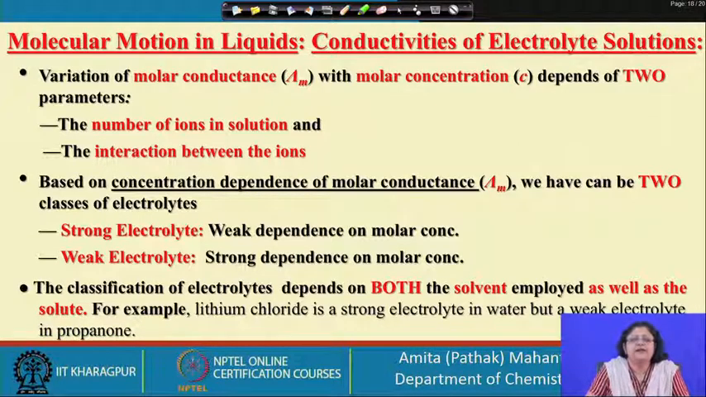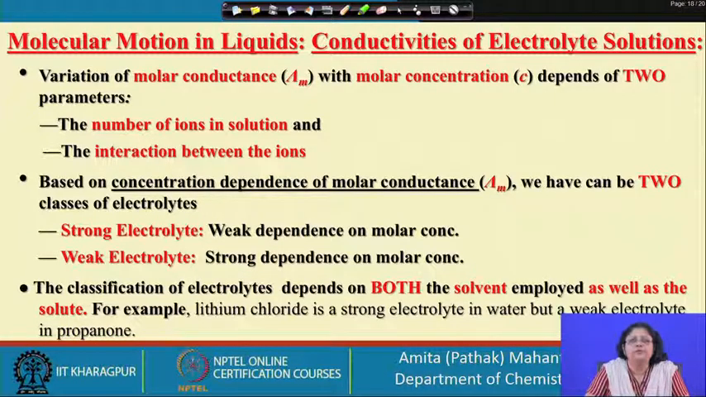Interaction between the ions is going to be affecting, because you have intermolecular forces, the solvent-solute interaction, the solute-ion interaction. These sorts of interactions are going to be there. So, which parameters have to be looked into when we are classifying the type of solute you have, and which type of solute we call an electrolyte that is supposed to have a higher molar conductance or lower molar conductance with the variation of molar concentration of the solute.